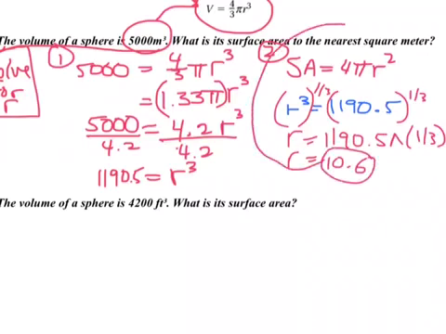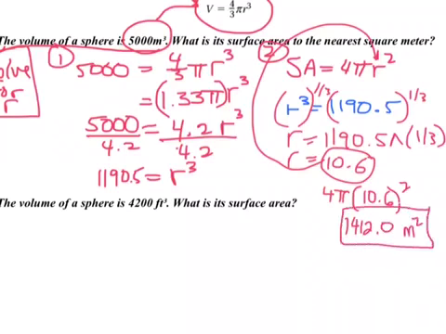Once I have my radius, then the problem becomes easy because now I can just take that and plug that in for r. So now I will have that the surface area equals 4 pi times 10.6 squared. So typing that into the calculator, 4 pi 10.6 squared, I get 1,411, and it will actually round to 1,412.0, and that's in square meters. So that's my surface area.